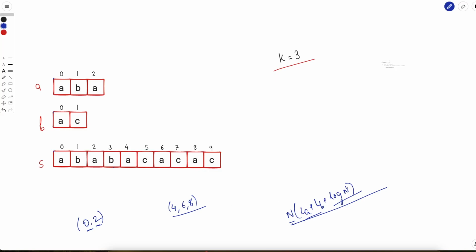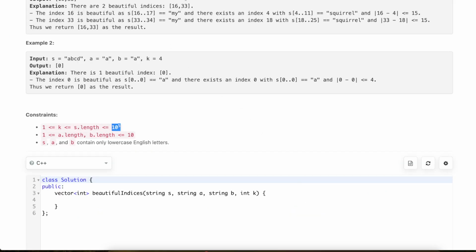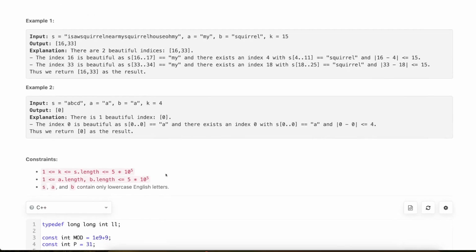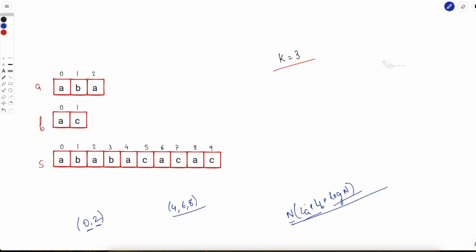Now this constraint is not sufficient for solving the fourth problem, where a and b are also of the same length, and this time s is also of larger length. So we have to optimize this. Now which of these parts do we need to optimize? Log of 10 to the power 5 is okay. We have to optimize these two parts.